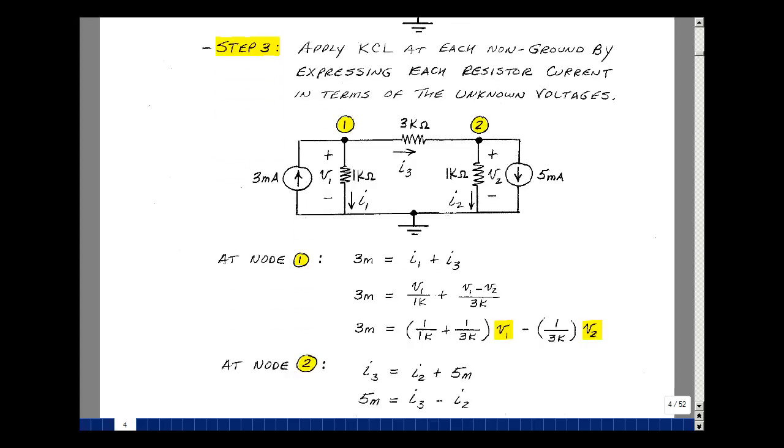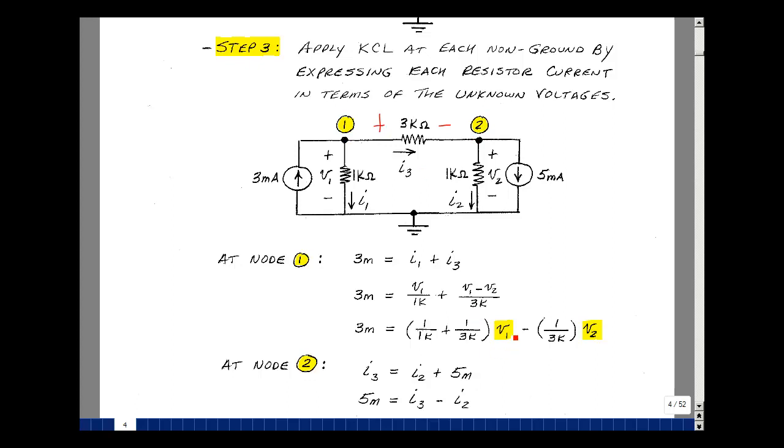So let's do Kirchhoff's current law at node 1. The current that enters the node equals the current that leaves the node. 3 milliamps is entering, I1 is leaving, and I3 is leaving. But what's I1? It's V1, the node voltage V1, divided by 1K. What's the current in the 3K resistor? With this direction of current, we're implying a voltage in this direction. By Ohm's law, it's going to be node voltage 1 minus node voltage 2 divided by 3000.